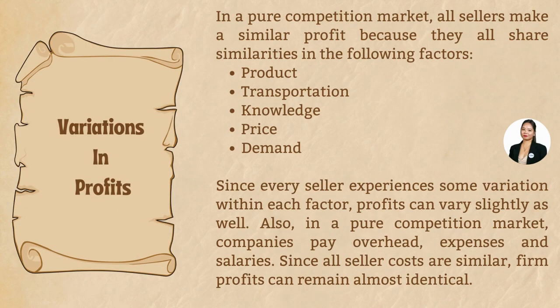Variation in profits. In a pure competition market, all sellers make a similar profit because they all share similarities in the following factors. These are the product, transportation, knowledge, price, and demand. Since every seller experiences some variations within each factor, profits can vary slightly as well. Also, in a pure competition market, companies pay overhead, expenses, and salaries. Since all seller costs are similar, firm profits can remain almost identical.